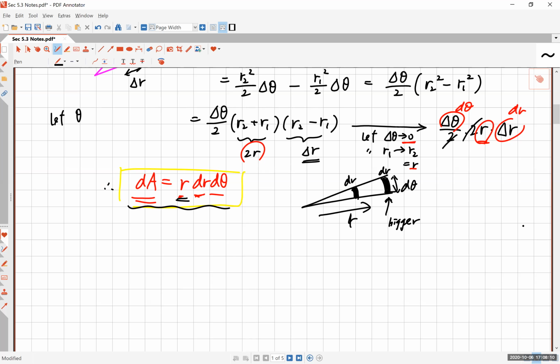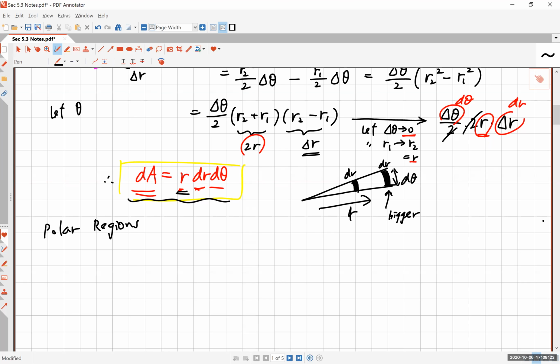Okay, so with that, let's go ahead and try to do some problems here. Now, in order to set up and solve polar double integrals, you need to be able to describe some regions in polar coordinates, all right?